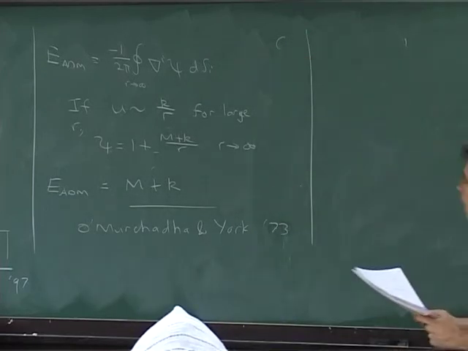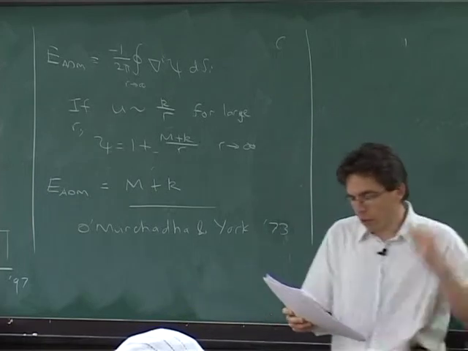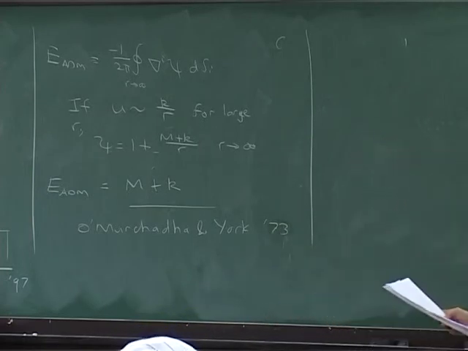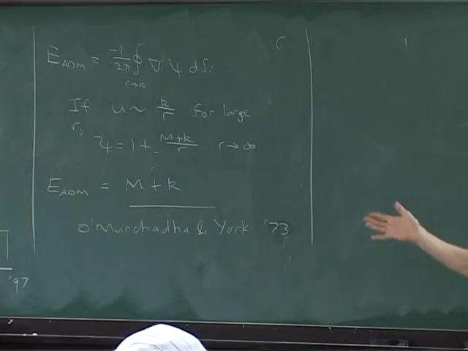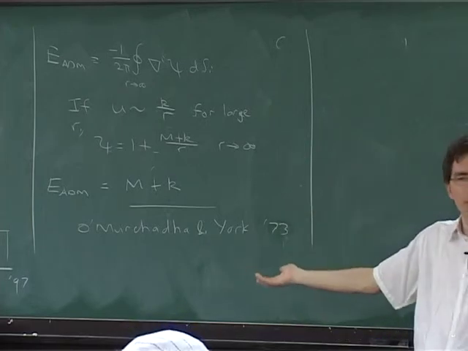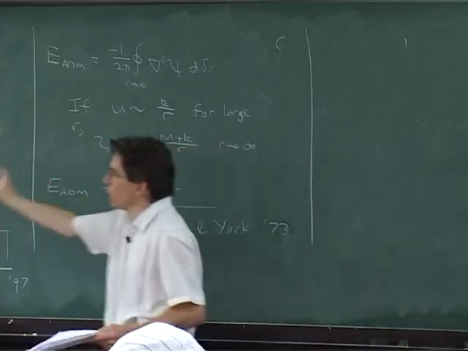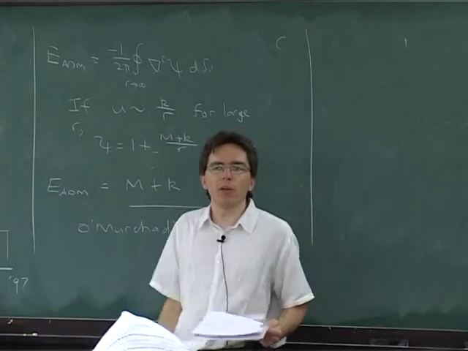Okay, so another way of getting the mass, which I want to go through because it's instructive about the properties of these solutions, is that what we have here is a wormhole solution. It's just like Schwarzschild, but we've modified it a little to give it some momentum.